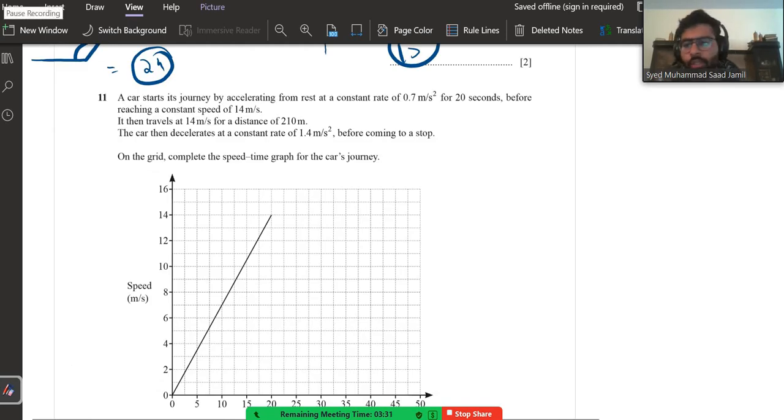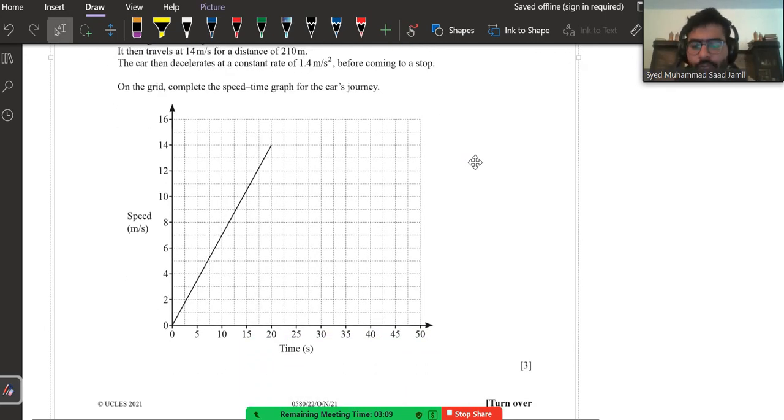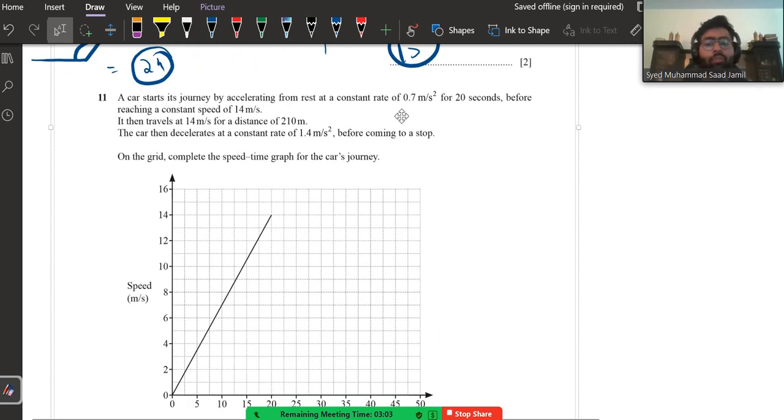So question number 11. A car starts its journey by accelerating from rest at a constant rate of 0.7 meters per second squared for 20 seconds before reaching a constant speed of 14 meters per second. It then travels at 14 meters per second for a distance of 210 meters. If you look at this graph, it is a speed time graph. You are given distance, so now you will use speed and distance to find out time.